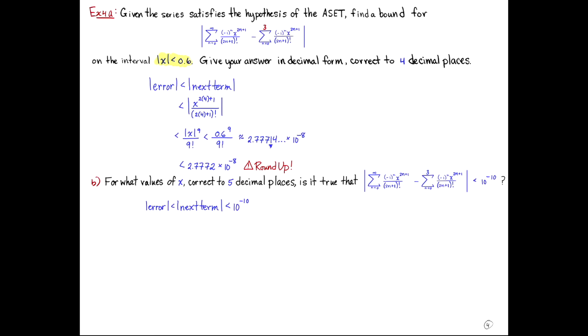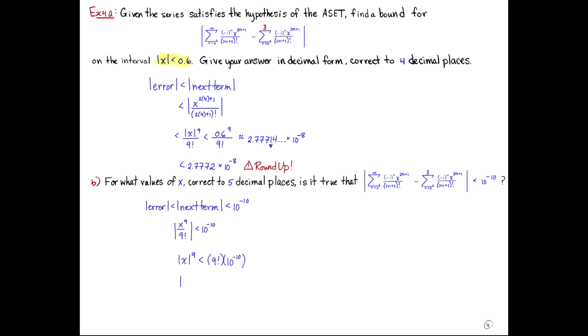The first term that we're not using will be x to the 9th over 9 factorial. We don't care if this is an overestimate or an underestimate, so we use our absolute value signs, the size of our error, less than 10 to the negative 10th. Solving for the absolute value of x, we have the absolute value of x to the 9th power is less than 9 factorial times 10 to the negative 10th.